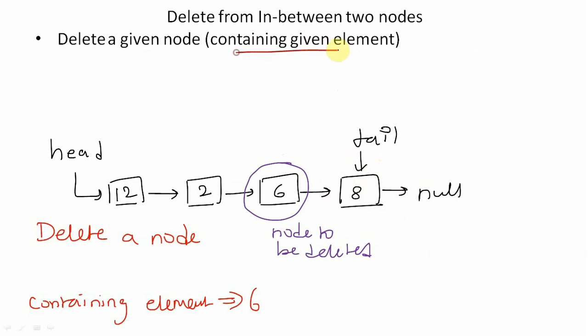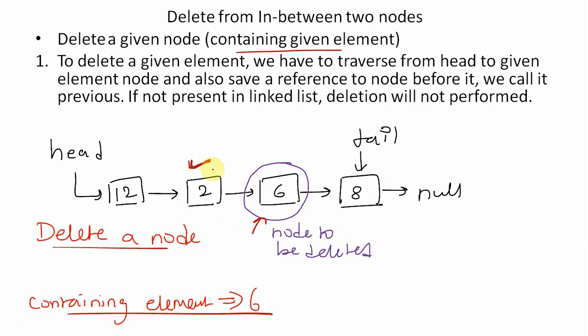Okay, the previous node's next reference will refer to the deleting node's next reference. This will refer to 8. This will refer to the next node of the deleting node. Okay, see, the node which contains 6 is removed from the linked list. So tell me, what will happen if the deleting node is the first node?